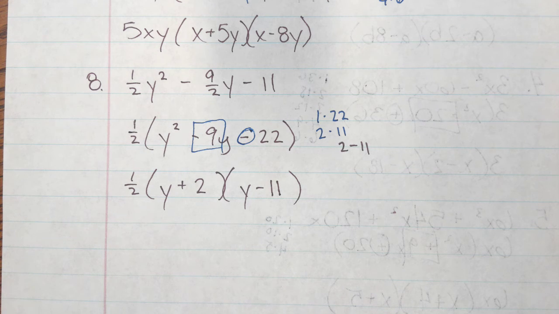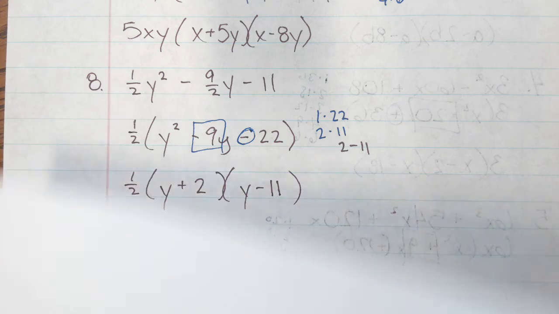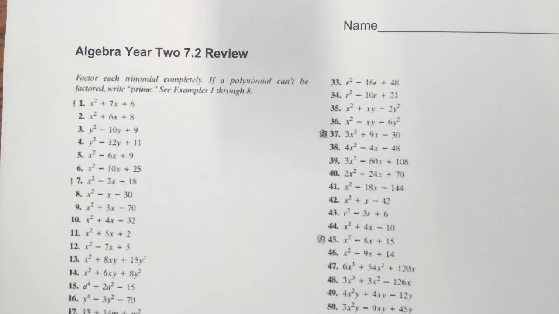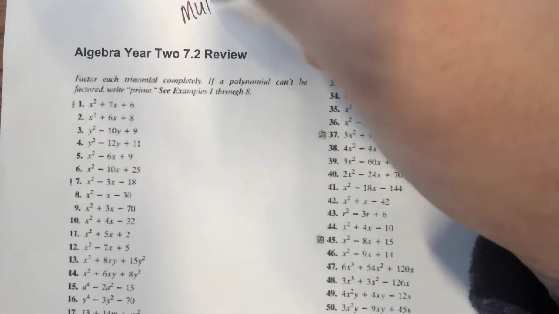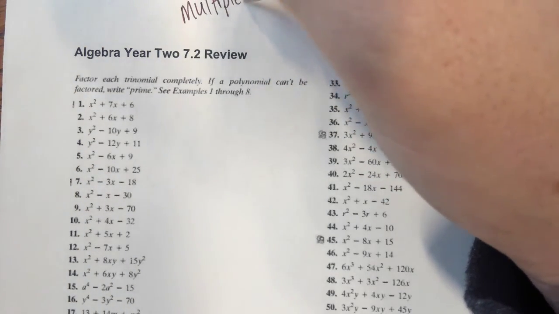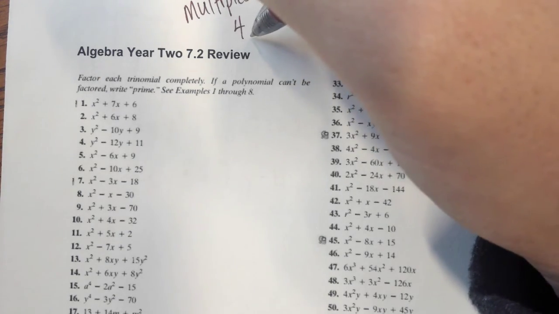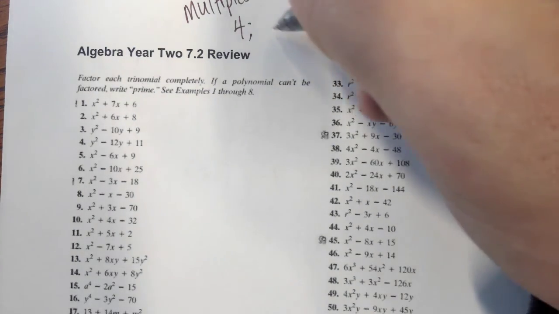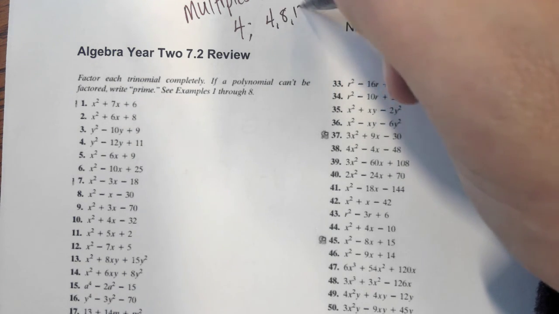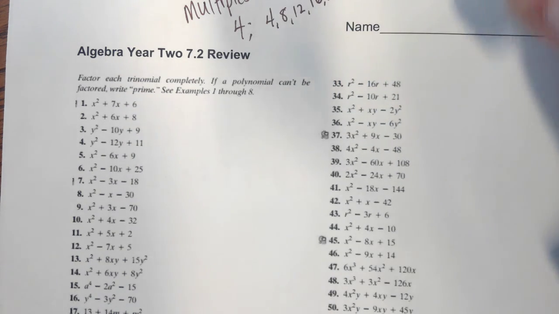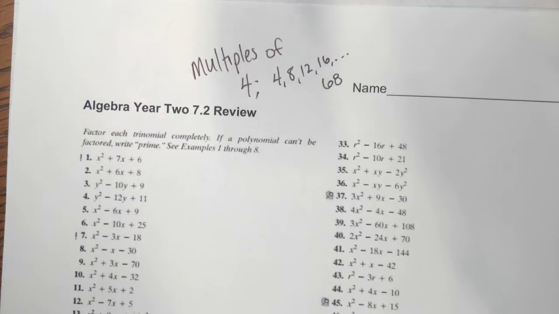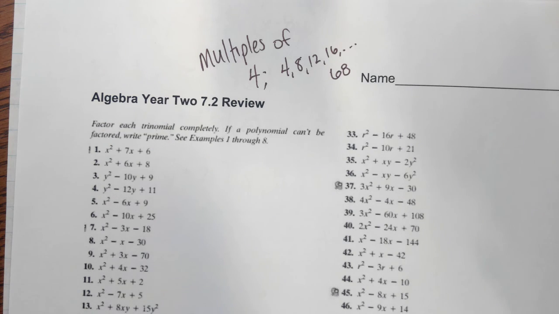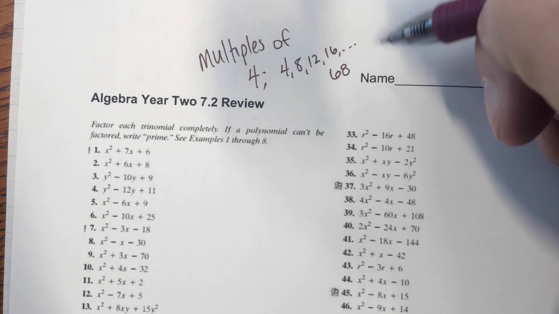All right, you should have a piece of paper that looks like this. It says 7.2 review. On this, you're going to be doing the multiples of 4. That means 4, 8, 12, 16, and so on. The last problem you should do is 68. I think it's like 17 problems. It shouldn't take you that long. Good luck.